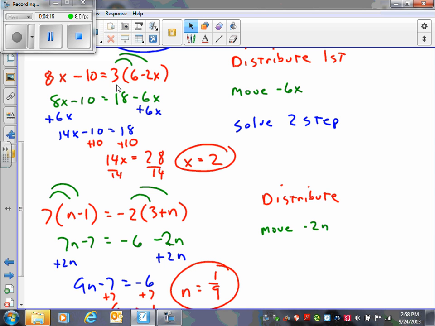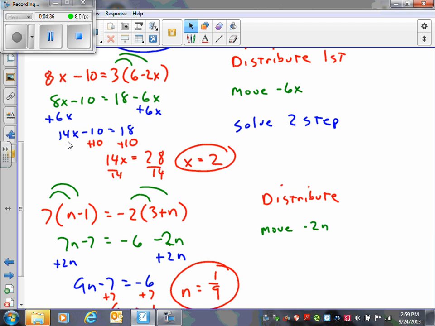I get rid of my parentheses by taking this 3 and distributing it to both of those. I still have 8x, I still have minus 10, I still have the equals. 3 times 6 is 18, and 3 times minus 2x is minus 6x. Minus 6x is smaller than 8x, so I move the minus 6x by doing the opposite, which is plus 6x.